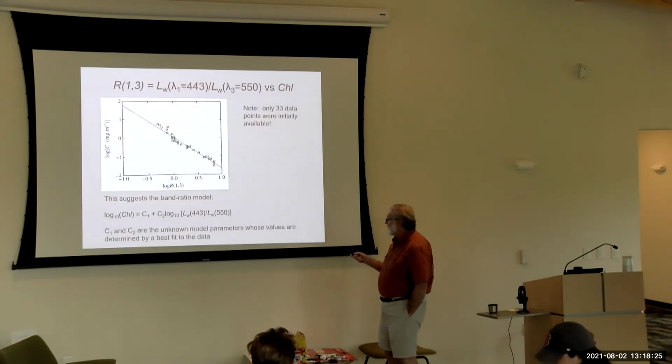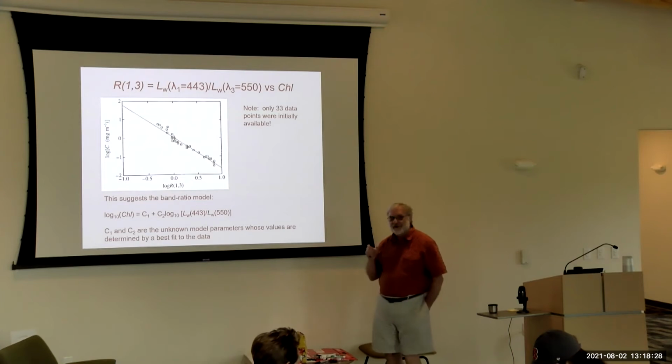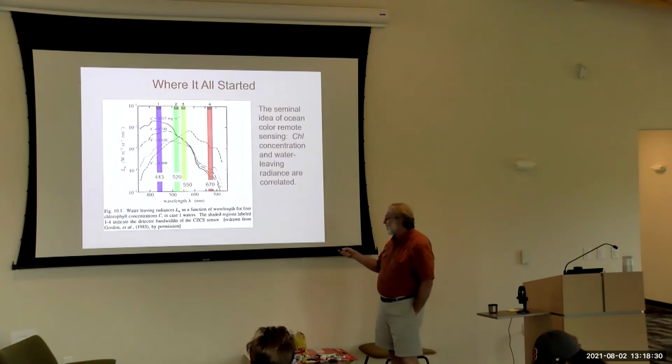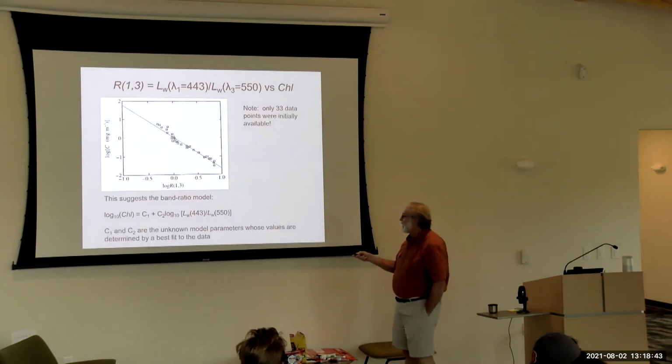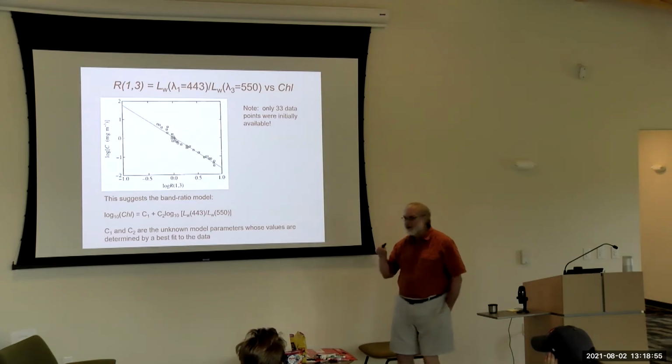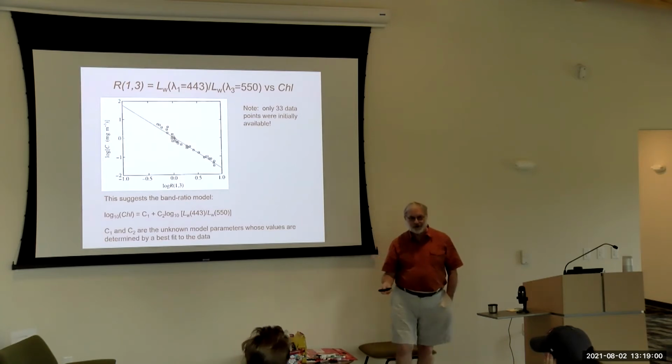And they started out with a grand total of 33 data points from curves like this where they had measured the chlorophyll, and then this is the ratio of band 1 to band 3, which is 443 to 550. They plotted the points, the log of the band ratio versus the log of the chlorophyll, and they got this nice little relationship that was well fit by a straight line on a log-log scale. And with 33 data points, they started the whole business of ocean color remote sensing.